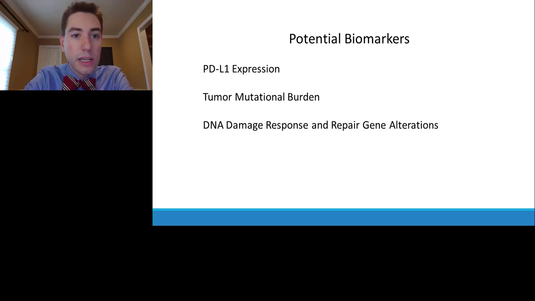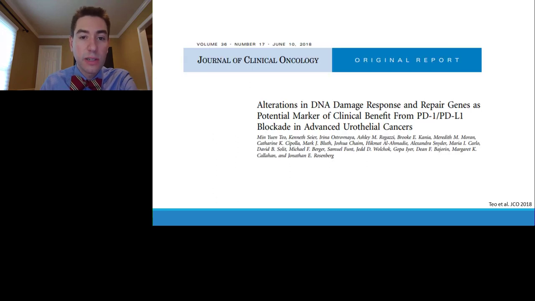One that's been looked at is PD-L1 expression. And currently, other than cisplatin-ineligible patients in the first line for pembrolizumab or atezolizumab, there's no clinical use at this point of PD-L1 testing in the second-line setting. Tumor mutational burden is something that's being looked at, and so are DNA damage response and repair gene alterations.